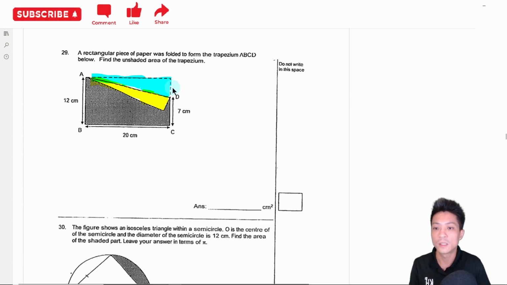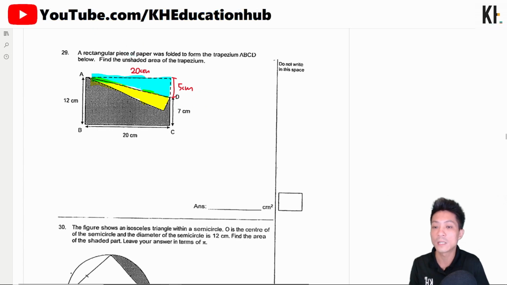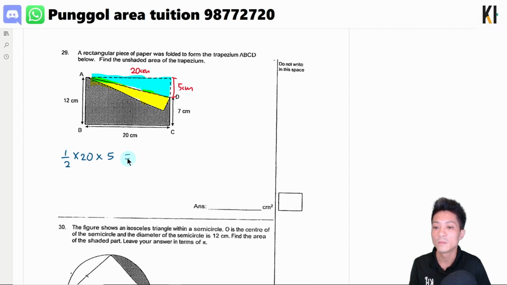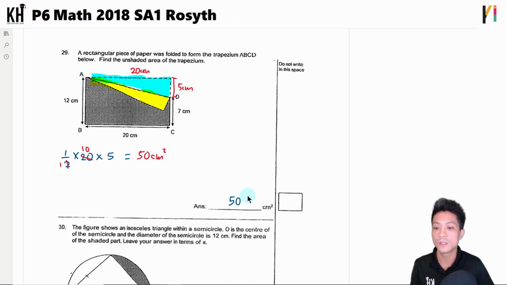I'm going to find the height, which I'll call this. From here to here, it is 12 minus 7, so that is 5 cm. And you know that this is 20 cm here, right? To find the area of the unshaded part of the trapezium, I just need to use half times 20 times 5. Do your reducing, divided by 2, divided by 2. That will give me 50 cm square. So 50 cm square is the answer.